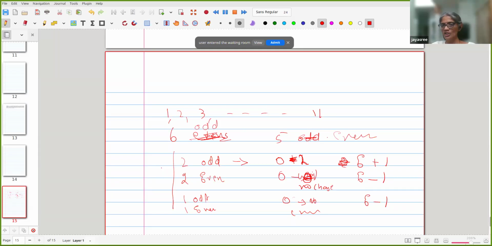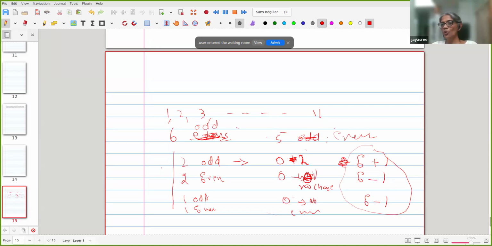We started with 6 odd numbers and 5 even numbers, right? That was a mistake that I wrote. 1 to 11, there are 6 odd numbers and 5 even numbers. And we see here that the odd numbers either do not change or decrease by 2, whereas the even numbers increase or decrease in steps of 1.